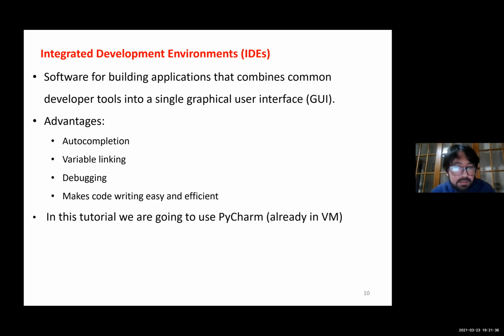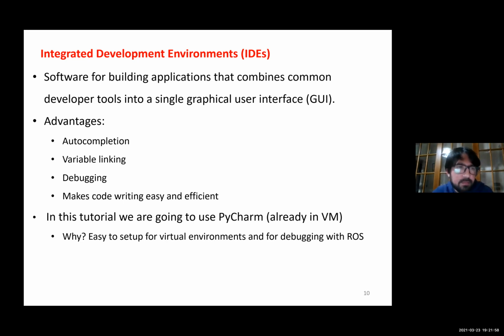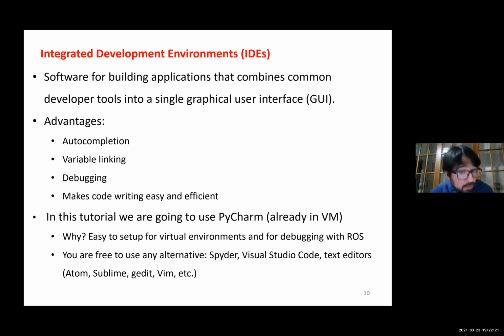So again, in this tutorial, I'm going to be using PyCharm, and whenever we do the lab sessions, I will use PyCharm. So it's already in the virtual machine. Well, now I hope that it's already in the virtual machine. And why did I choose PyCharm? It's because I tried 3 or 4 alternatives: Spyder, Visual Studio Code, just using a text editor. And for me, it was the easiest way to set up a virtual environment that could be used along with ROS, which is the Robot Operating System, which is what we're basing this lab on. But you're free to use any alternative.